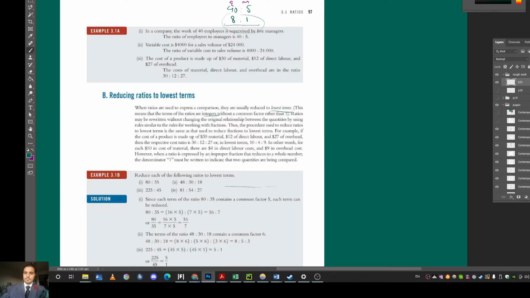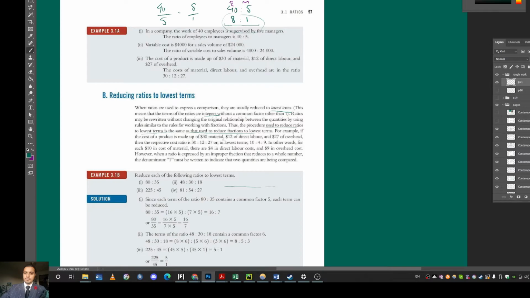Next, he said ratios may be rewritten without changing the original relationship between the quantities, using rules similar to the rules we're working with for fractions. What Zach is talking about is like 40 over 5. I could have written it as 8 over 1, same thing, right? That's why we started this course with fractions. So the procedure used to reduce ratios to lowest terms is the same as that used to reduce fractions to lowest terms.